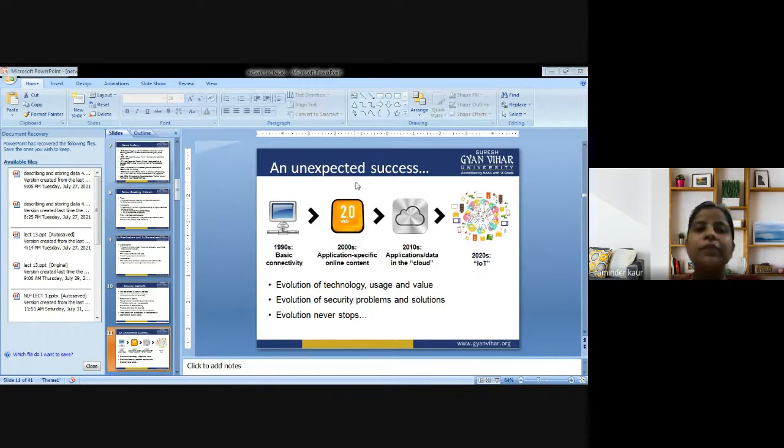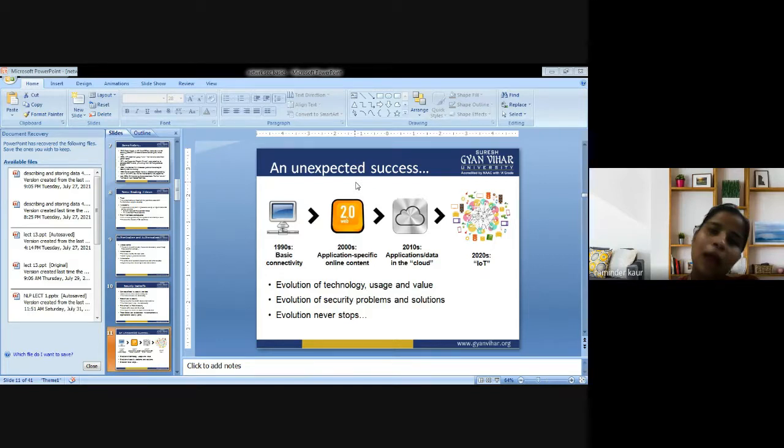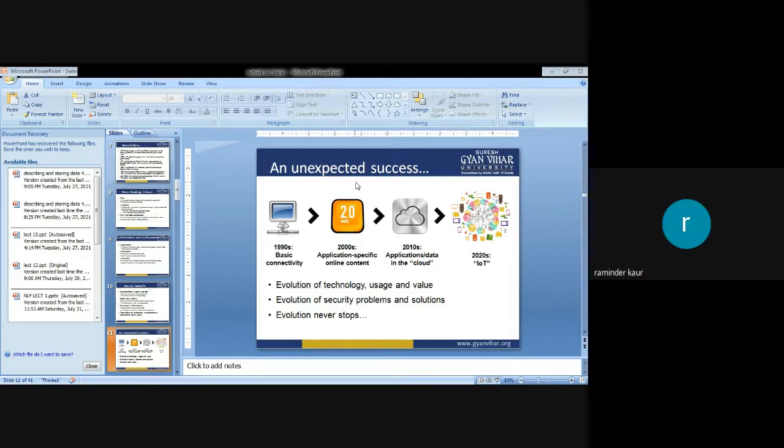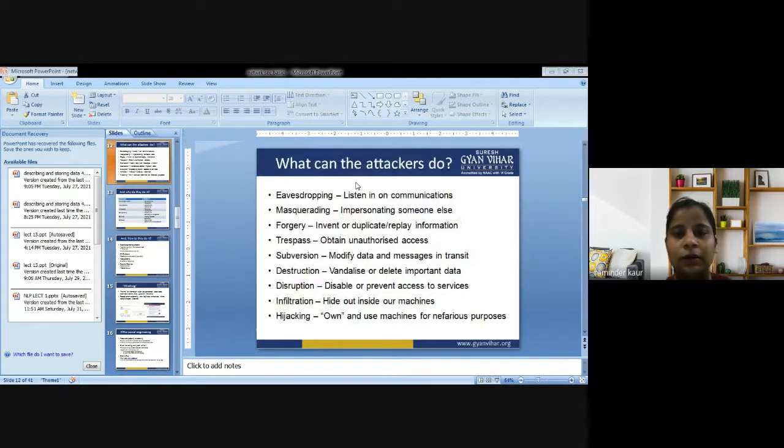In the 1980s, it was basic connectivity. In 2000, application-specific online content became available. Then it led to the development of 2010 applications, data in the cloud. And in 2020, we are dealing with IoT system automation. Everything is automated, that is concerned with robotics. So complete automation. We don't know what technology has in store for us after IoT. That is a suspense.